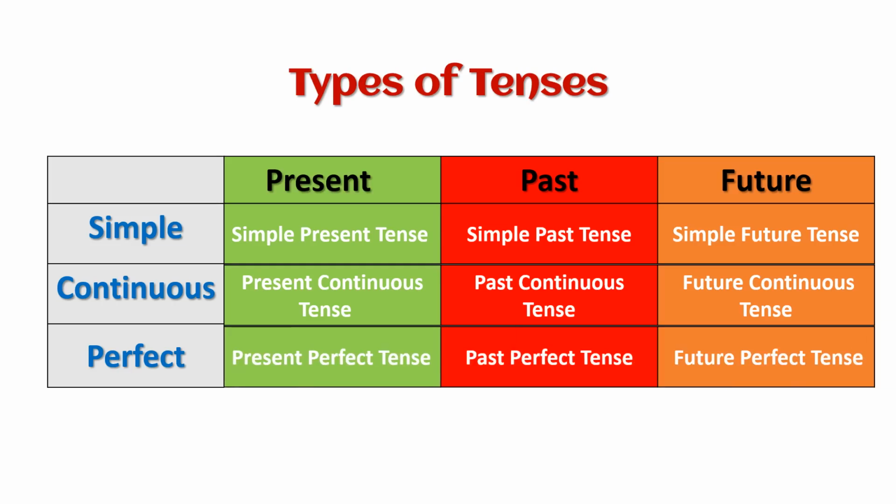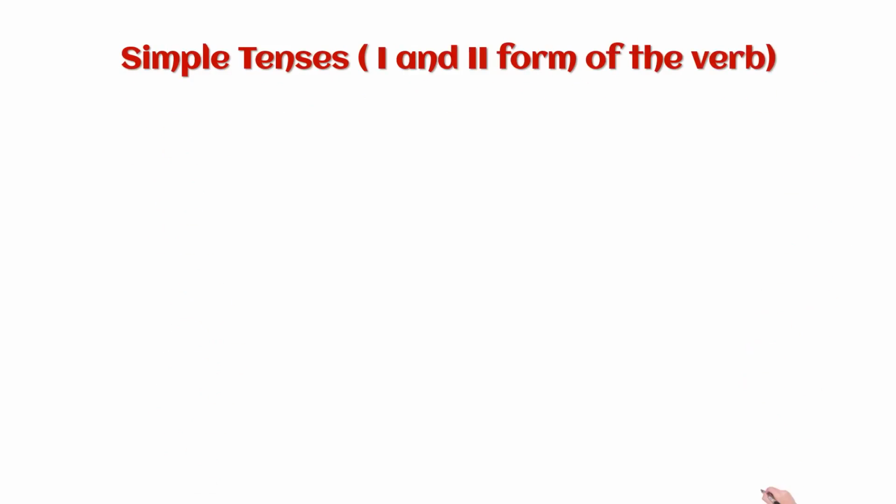So, how many tenses have we got now? We have got 9 tenses. There are many more tenses, but right now we will only be learning about these 9 tenses. So now, let us read and understand about each one of them in detail. Let us now understand the rules of simple tenses.